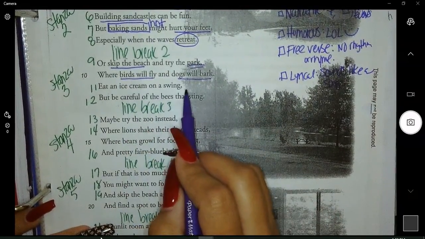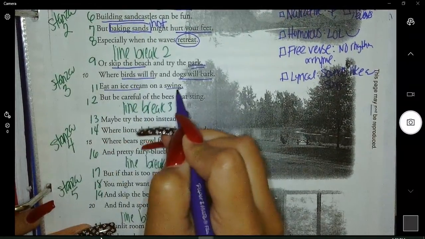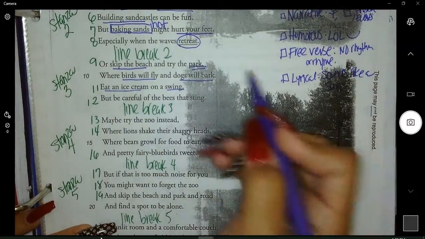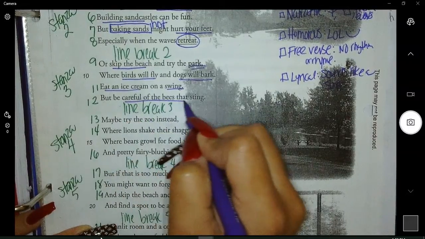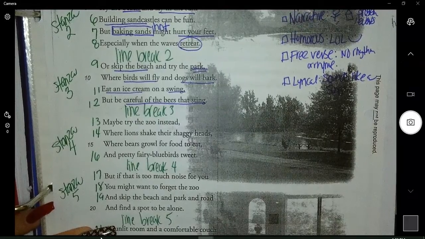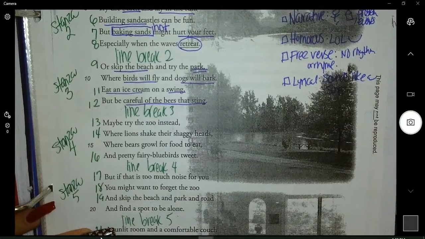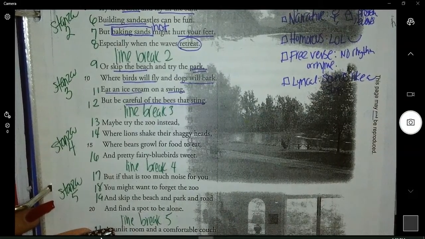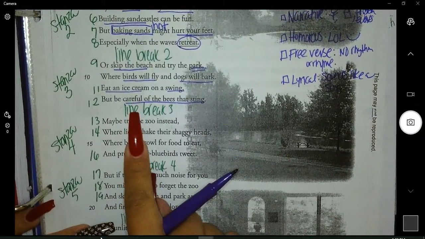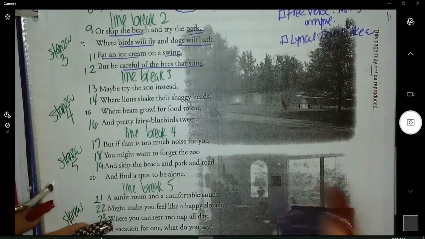Eat an ice cream on a swing. So what is he telling you can do? You can eat an ice cream while you swing. But be careful of those bees that sting. Boys and girls, what does he mean by be careful with the bees that sting? You know when you're outside and you're eating something sweet and then the bees come? Why do the bees come when you're eating something sweet? Because that's food for them, right? Yes. So the speaker's telling me to be careful if you're going to eat an ice cream on a swing because they can sting.